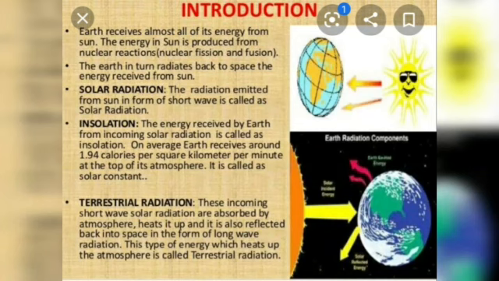Heating of the atmosphere. Our atmosphere does not get directly heated from the sun, but by the terrestrial radiation. The incoming shortwave solar radiation is absorbed by the earth, heats it up, and is also reflected back into space in the form of long wave radiation. This type of energy which heats up the atmosphere is known as the terrestrial radiation. Now our Earth's atmosphere is heated up by three processes. These are convection, conduction, and radiation.